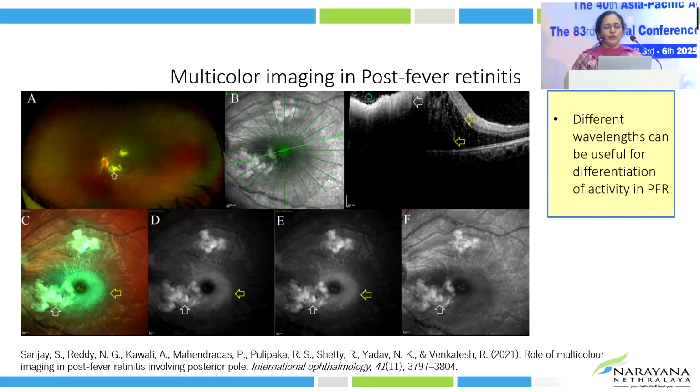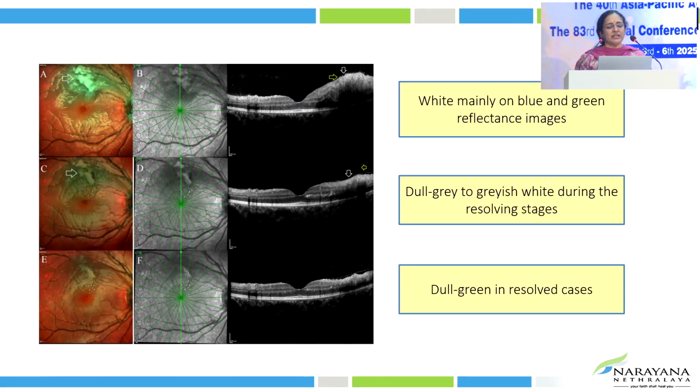Multicolor imaging uses different wavelengths to differentiate different activities in PFR. In multicolor, whenever you see whitish lesions, mainly on blue-green reflectance images, they are active ones. In completely healing ones, you can see grayish or grayish-white lesions during the resolution stages.